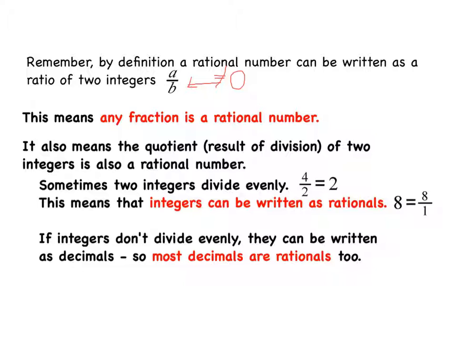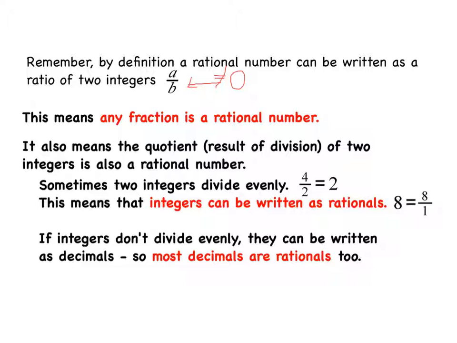Now, sometimes two integers divide evenly. In this case, 4 divided by 2, or 4 over 2, is equivalent to 2. But what that means is that integers can be written as rationals as well. We have done this a lot, especially when doing operations with fractions where one of our numbers is a whole number. You can write that whole number as the number over 1, because it is 8 one whole parts.